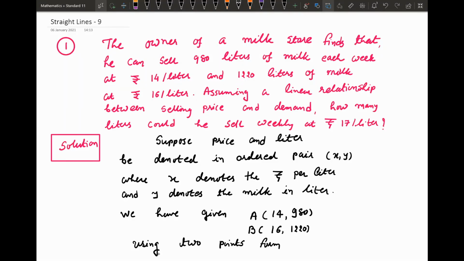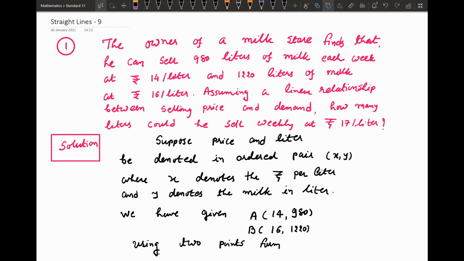So first example is: the owner of a milk store finds that he can sell 980 liters of milk each week at the rate of 14 per liter and 1220 liters of milk at the rate of 16 per liter. Assuming a linear relationship between selling price and demand, how many liters could be sold weekly at the rate of 17 per liter?